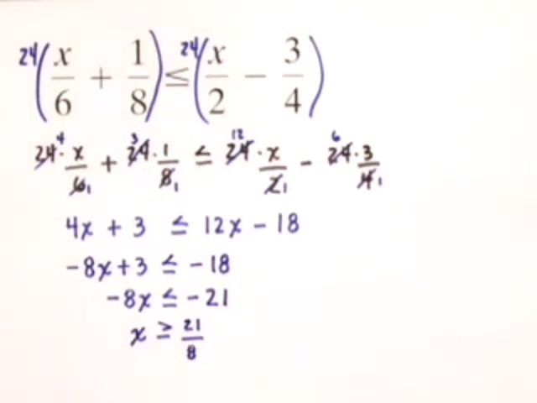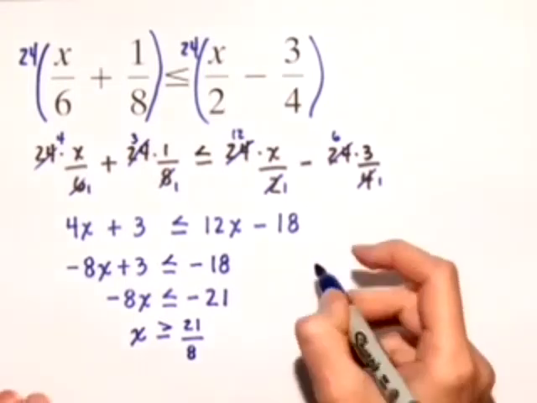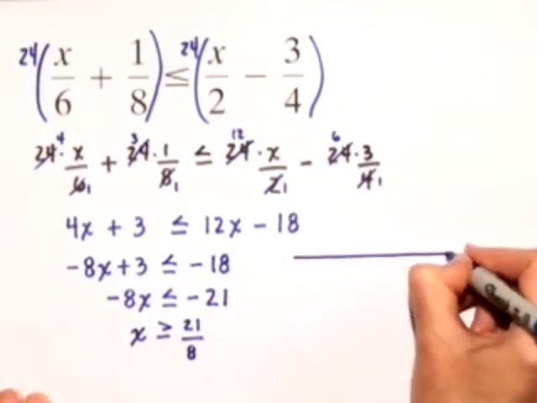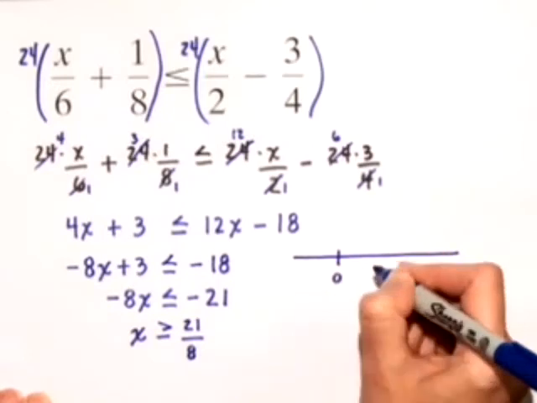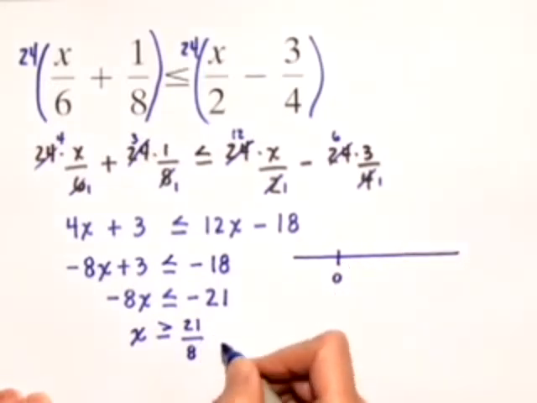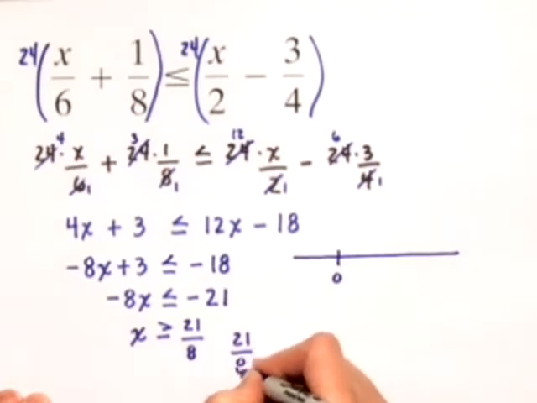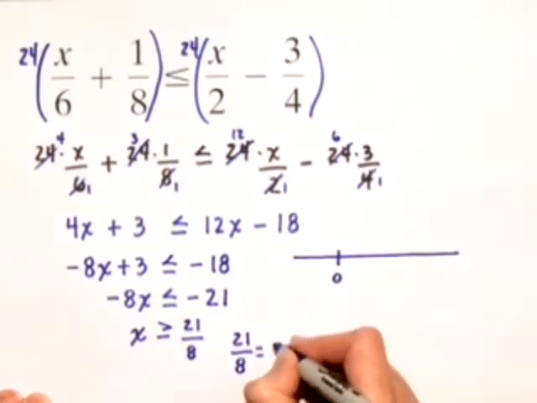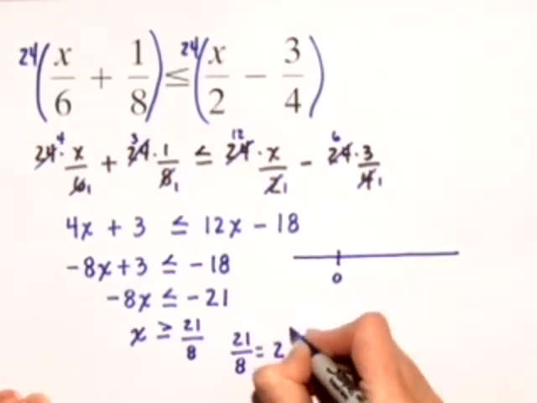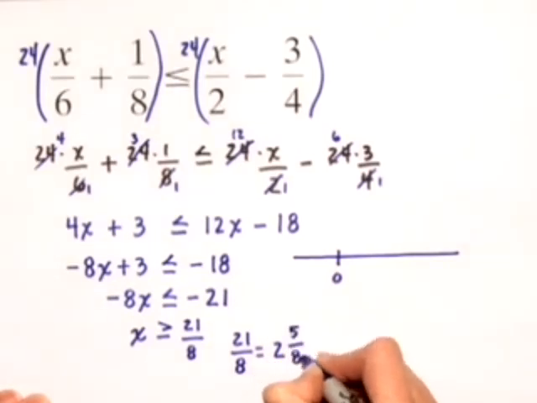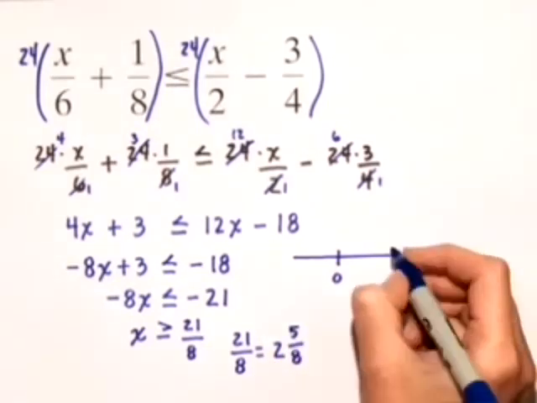Now, let's take a look at that on the number line. So we have, here's 0. Let's think about what 21 over 8 is equal to. Well, 21 over 8, since 8 goes into 21 2 times, with 5 left over, we really have 2 and 5/8. That's the number we're looking for on the number line.